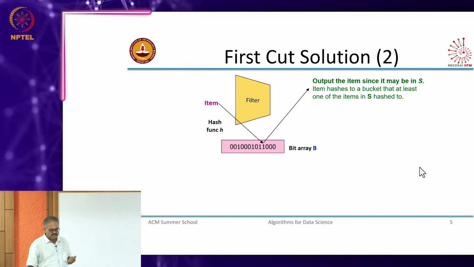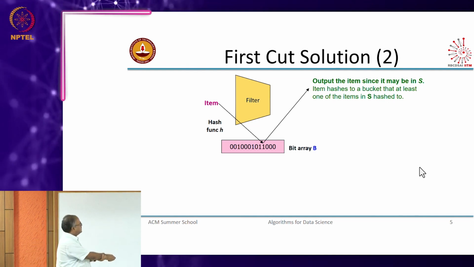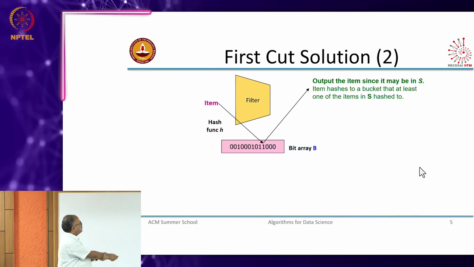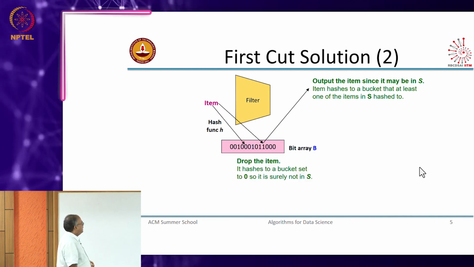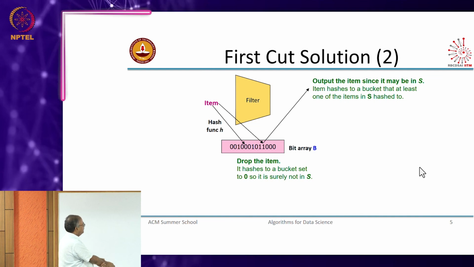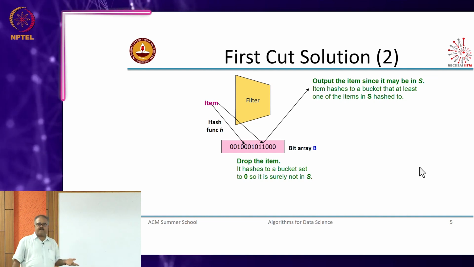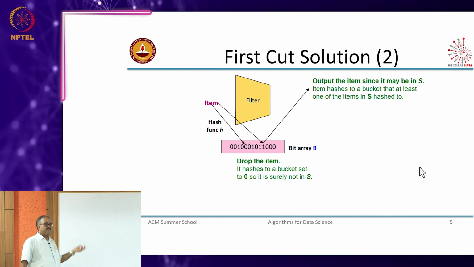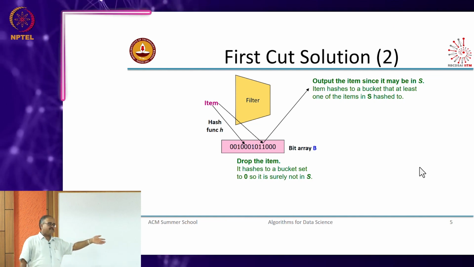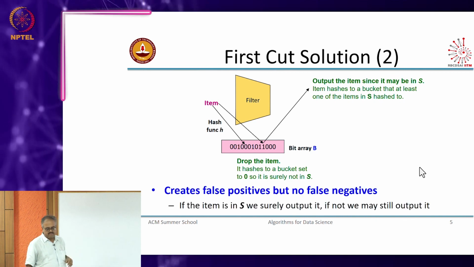So, just illustrating it: if the item hashes into 1, then you output that, and if an item hashes into 0, you drop the item, because it is surely not in S, that much we know. If it hashes to 0, it can't be in S, because every bucket S hashes to, we have already set to 1, okay.